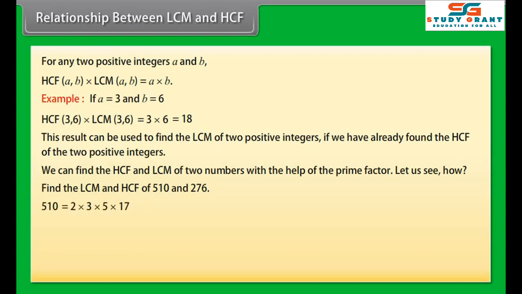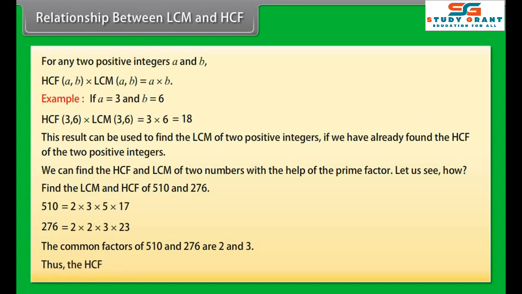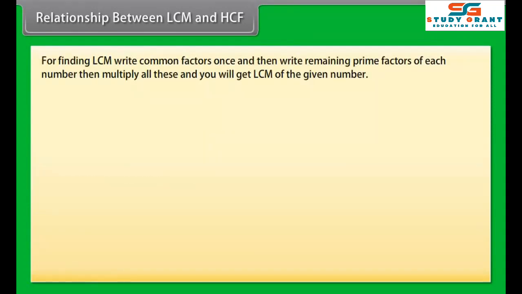510 is equal to 2 into 3 into 5 into 17. 276 is equal to 2 into 2 into 3 into 23. The common factors of 510 and 276 are 2 and 3. Thus, the HCF is equal to 2 into 3. For finding LCM, write common factors once and then write remaining prime factors of each number. Then multiply all these and you will get the LCM of the given numbers.